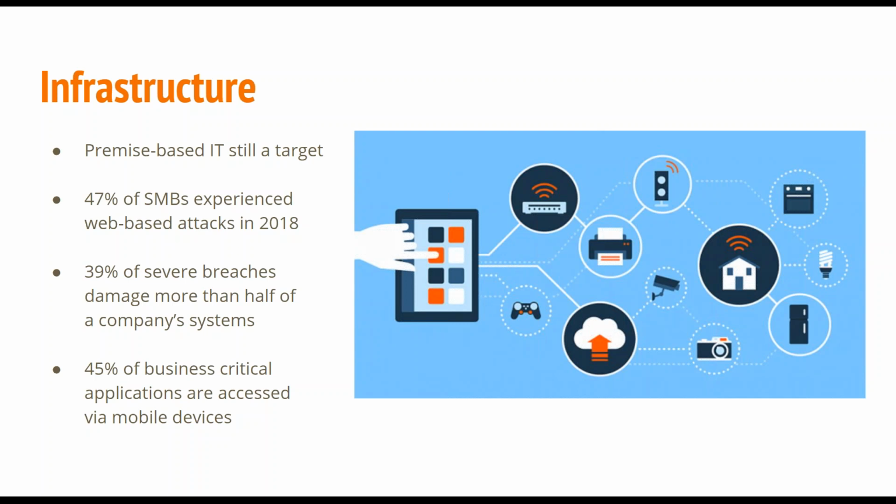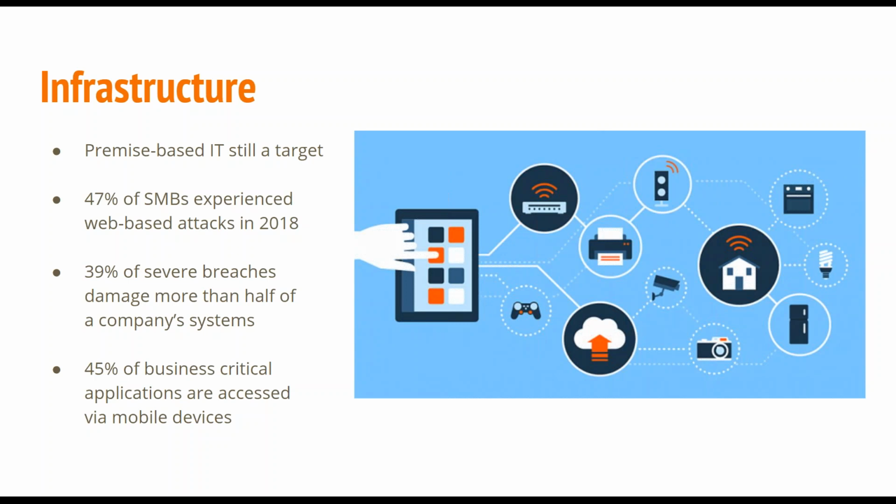We know that 47% of SMBs experienced web-based attacks in 2018. So when we look at infrastructure, we look at the fact that you're accessing the internet and accessing the web. So web filtering, web monitoring, DNS protection becomes critical. We know that 45% of business critical applications have some form of mobile access. So you can't just be looking at your desktops and your laptops. You've got to be looking at your mobile devices as well.